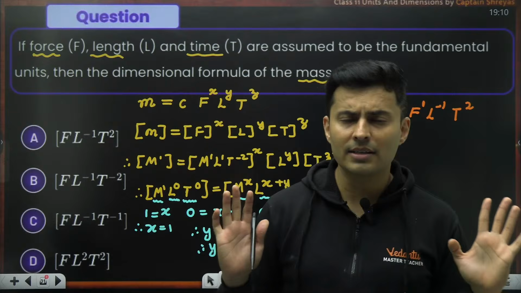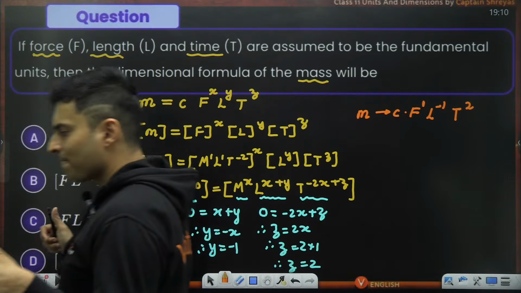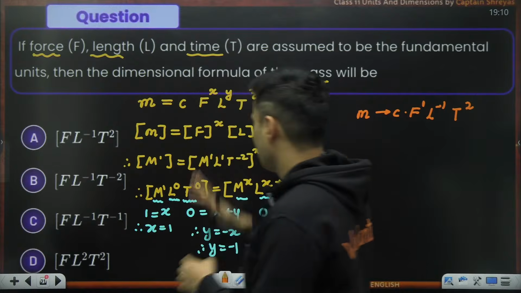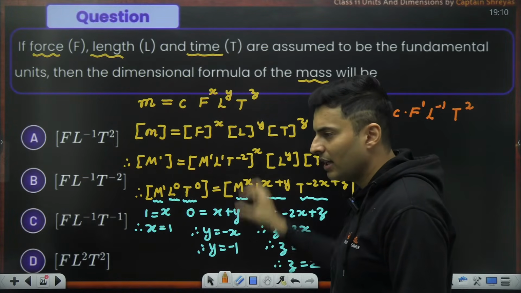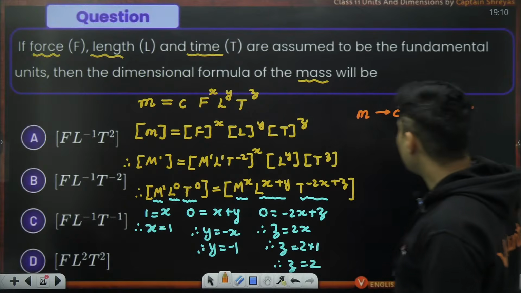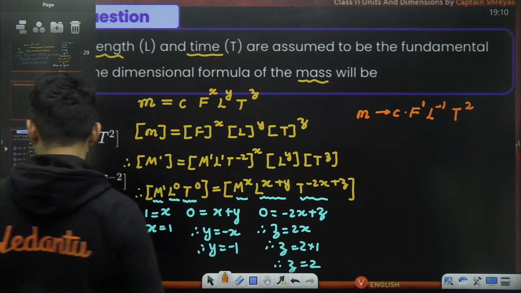Understood how to solve these kinds of questions? Everyone getting confidence now? It's just matching the dimensions, powers at the end of the day, assuming the variables, and then resubstituting it back. It's not difficult at all.